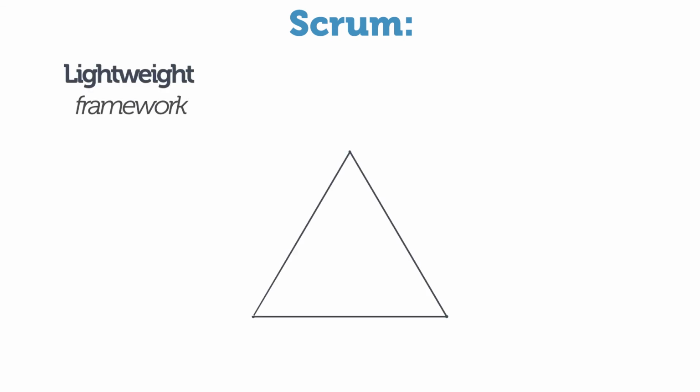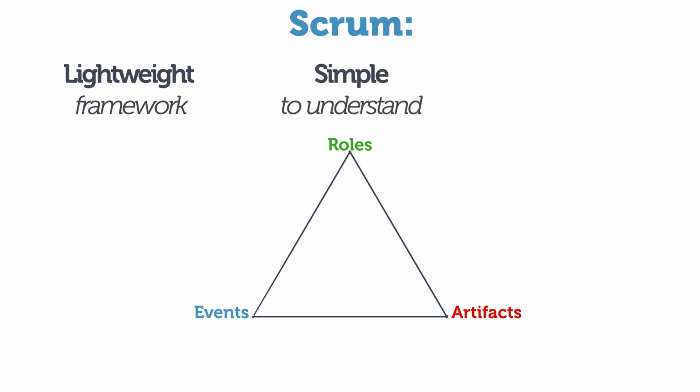To summarize, Scrum is a lightweight framework made up of a few roles, events, artifacts, and their rules that is simple to understand. However, since it relies on empirical process control to address complex adaptive problems, it is difficult to master.